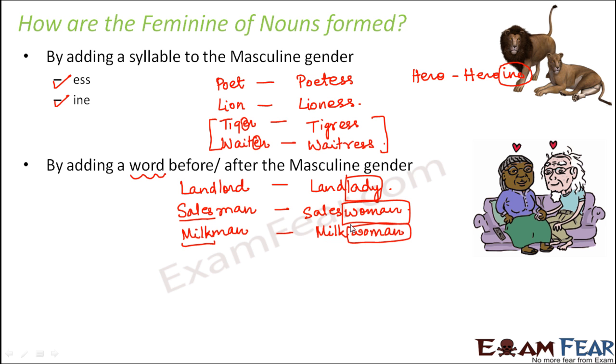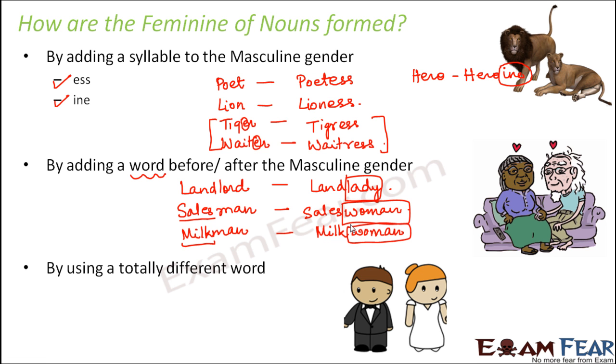So whenever you have nouns which have two words within them, like landlord has land plus lord, salesman has sales plus man, milkman is milk plus man, one word remains the same, and the other word gets changed to the feminine form of the word. Now there is a third way, which is by using a totally different word.